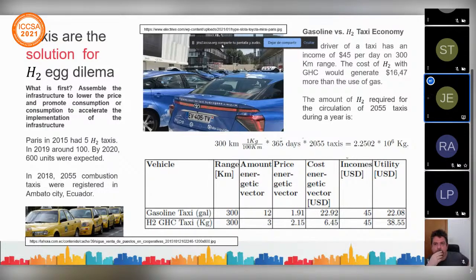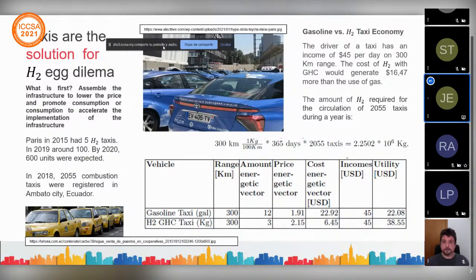In 2018, 2,055 combustion taxis were registered in Ambato City. So, gasoline versus hydrogen taxi economy. The driver of a taxi has an income of $45 per day on a 300 kilometer range. The cost of hydrogen with the Green Hydrogen Catapult will generate $16 more than the use of gasoline. So the amount of hydrogen required for the circulation of those taxis will be 2.25 megakilograms.